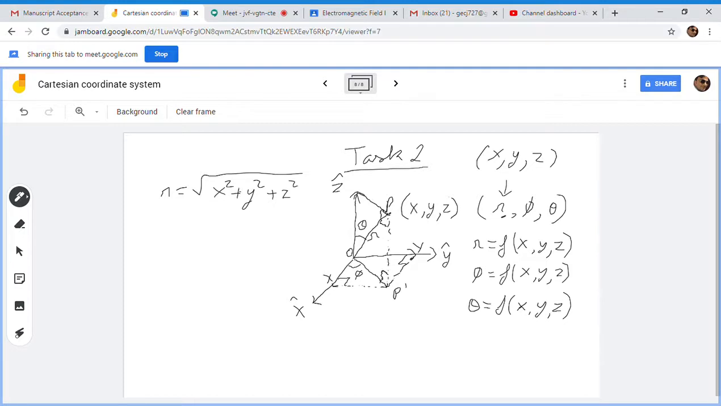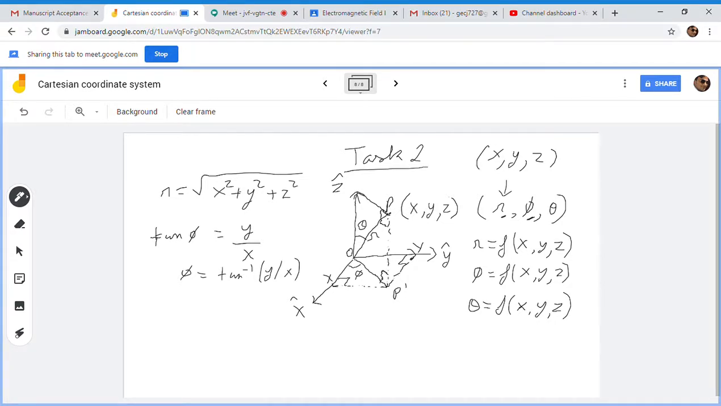Okay, now what is your phi? You need to calculate the second dimension, tan phi. So what will be tan phi? Tan phi will be y by x, the perpendicular distance by the base. Okay, simple. So phi will be tan inverse y divided by x. As simple as that. Now what is theta?